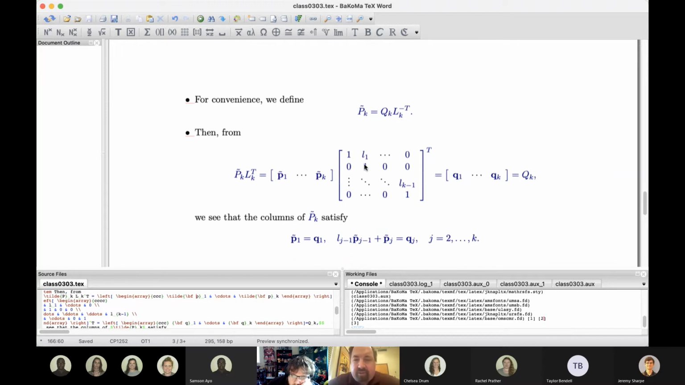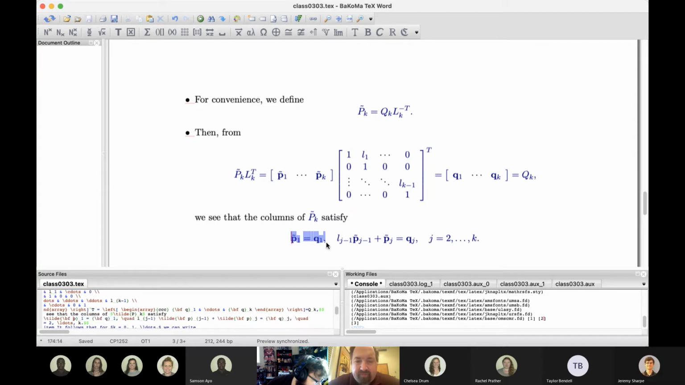So now, suppose I carry out the matrix multiplication here. What's going to happen is I'm going to go across these column vectors and then down one of these columns. In each column, there's only two non-zero entries at most, a 1 and then one of these L's here. So if I carry this out, I get P1 tilde equals Q1, and then for all the other P tildes, I have Qj on the right side. And on the left side, this is what I get from multiplying these two.